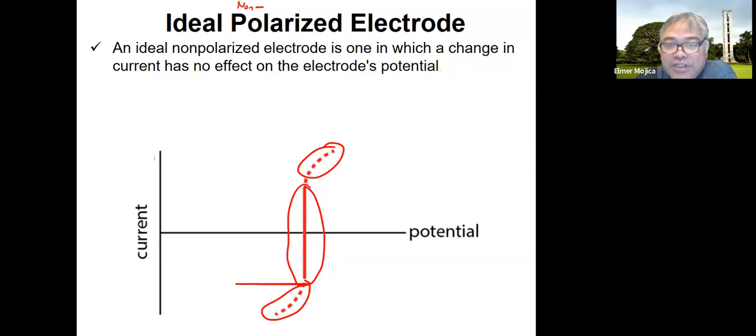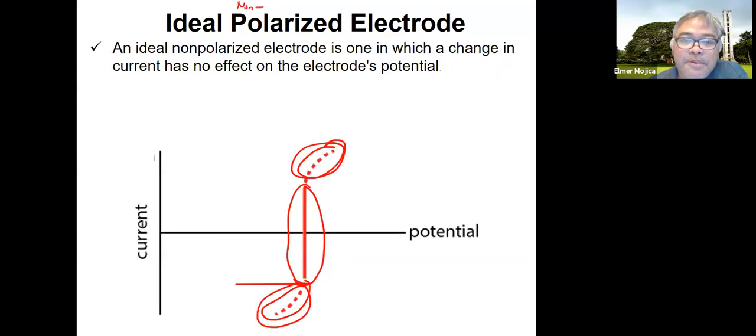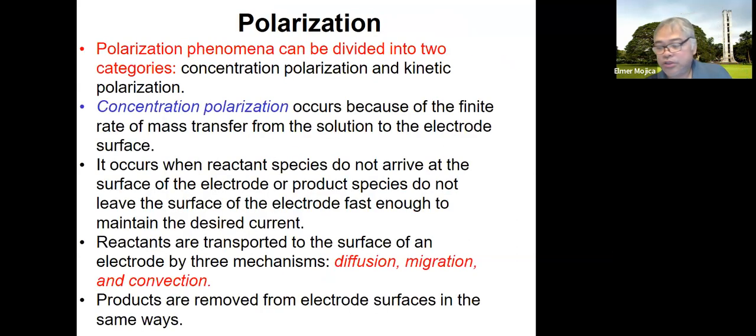Okay. So where does the polarization happen? Here. Because that's where you will see the deviation that they have. Okay. Now, we can add to this one the other polarization phenomena that happen. So we can categorize it between a concentration polarization and kinetic polarization.